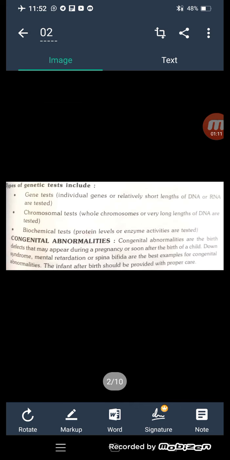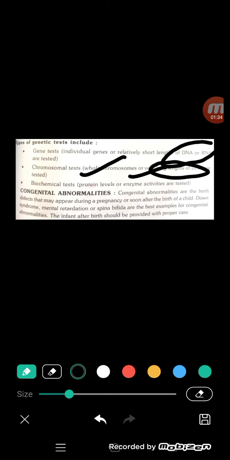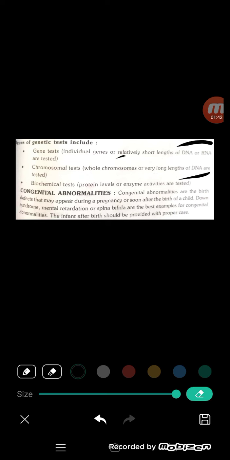Mainly three types of genetic testing are there. The first one is the gene test, which is a study of DNA and RNA. And chromosomal testing, which looks at the length of the DNA and RNA. And the next one, the biochemical test: what are the normal values of proteins, enzyme activities, amino acids, carbohydrates, and so on, and what are the abnormal values. These are all studied using these three tests. So the types of genetic testing are three: gene test, chromosomal test, and biochemical test.